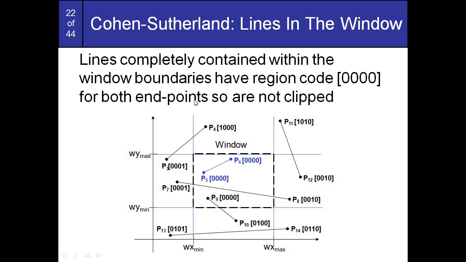The lines completely contained within the window boundaries have region code 0000 for both endpoints, so they are not clipped. Now you are seeing this line, which has its endpoints within this window, and both points have 0 values. So if both endpoints have the value zeros, then it means that the line is completely lying inside the window boundary.